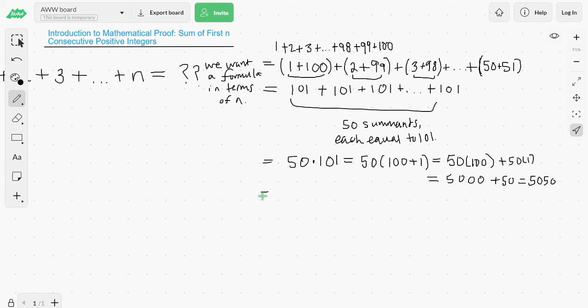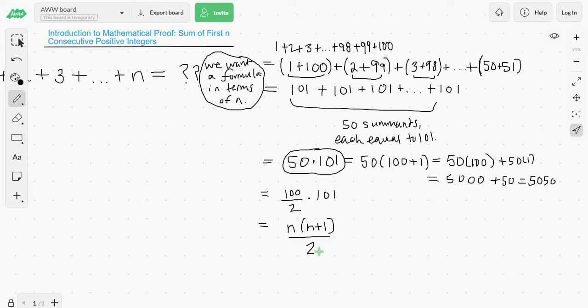Ultimately, what we're doing in calculating 50 times 101 is, remember how we got 50. We took 100 divided by 2. So this is like 100 divided by 2 times 101. And now remember, we wanted our formula in terms of n. So n here was 100, right? So perhaps the formula is n, that's 100, times 101, that's n plus 1, all over 2. Perhaps this is our formula. And if it is, we can prove it in a fairly straightforward fashion by what's called induction.